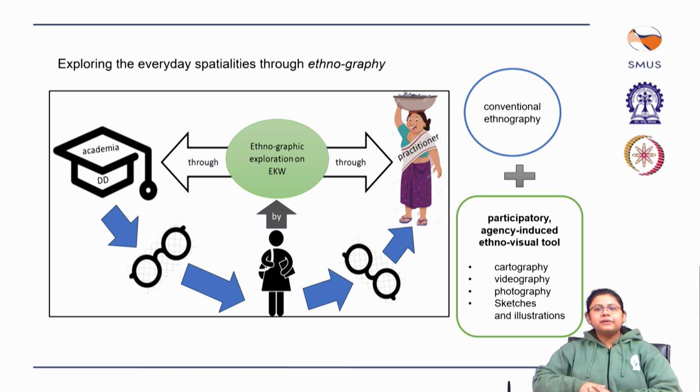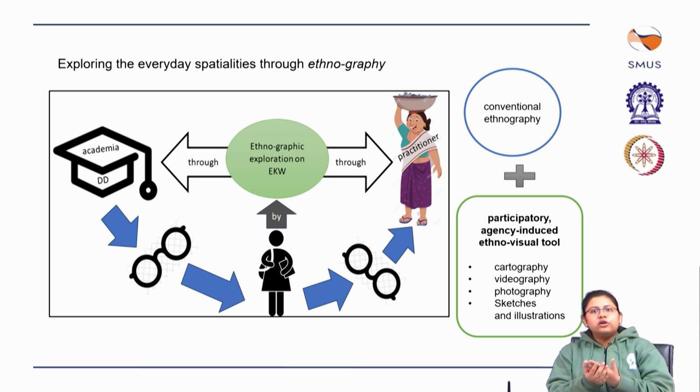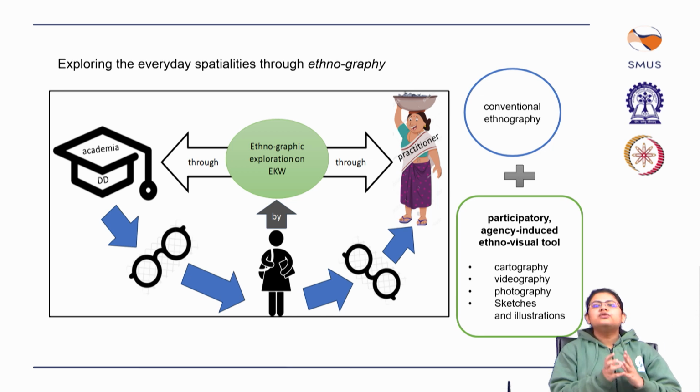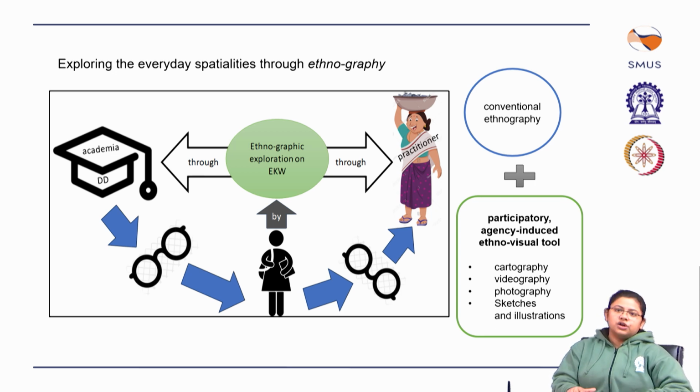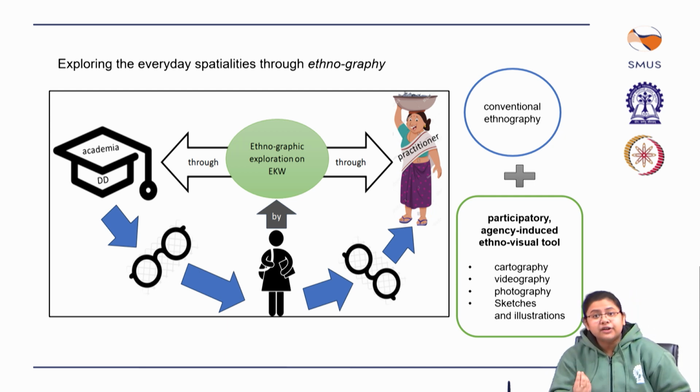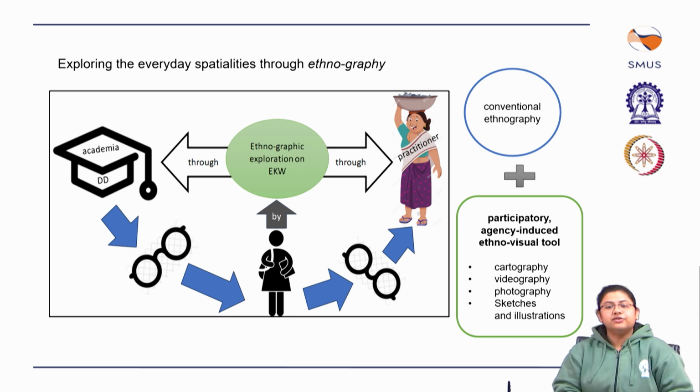In this particular method, we combine the traditional or conventional ethnographic methods of interviews, transect walks, participant observation and discussions, and after integrating that knowledge into one place, we try to explain that knowledge through a very participatory, agency-inducing ethno-visual tool. That can be done through cartography, videography, photography, sketches, illustrations, etc. So it opens up avenues for the practitioner to learn and then to teach people about the new knowledge that they have gained, whether they have learned or unlearned new things, or whether they can provide critical feedback to the academic practitioners as well on this particular matter.